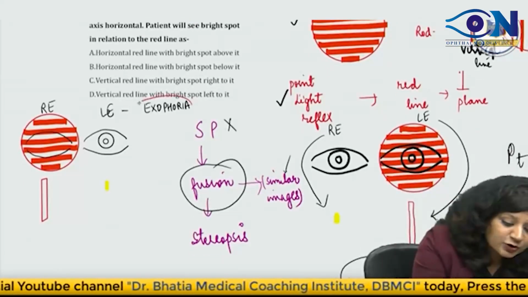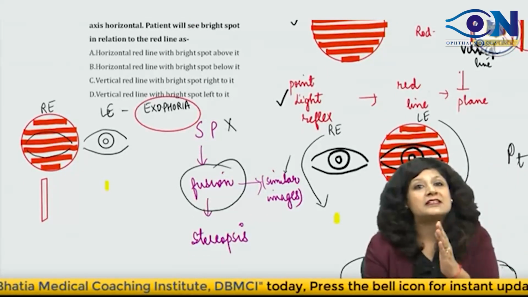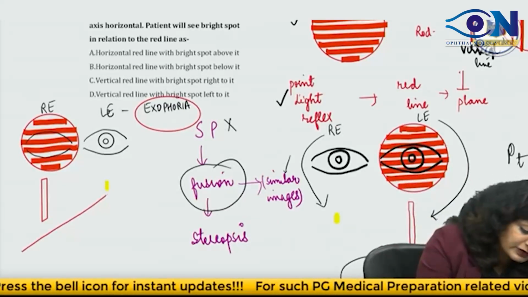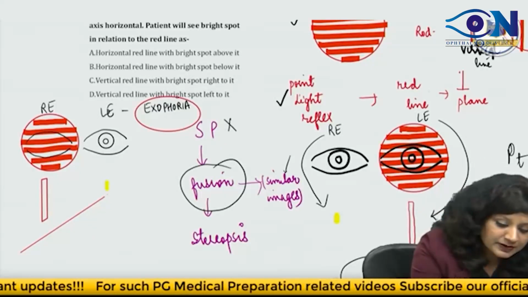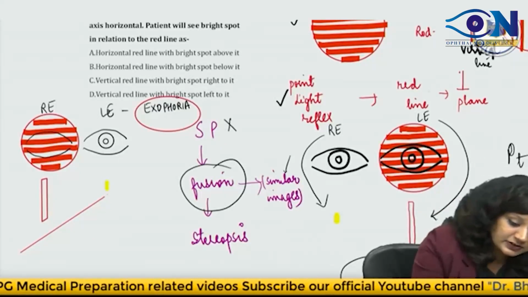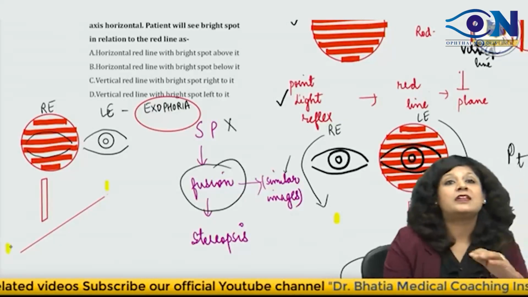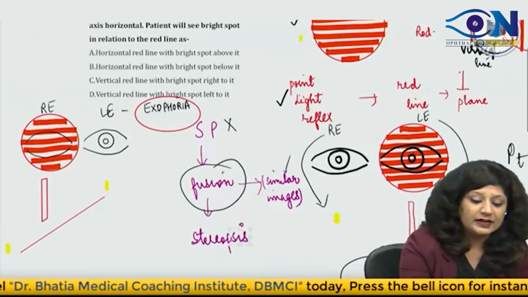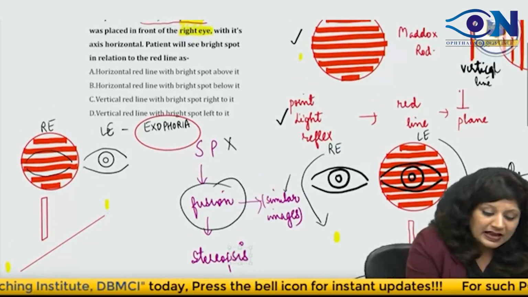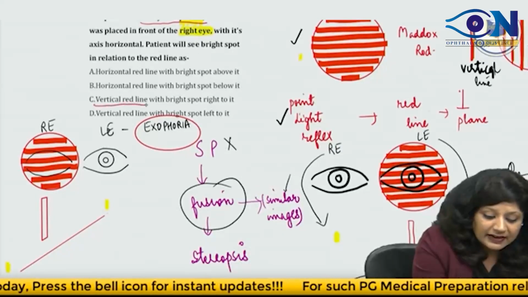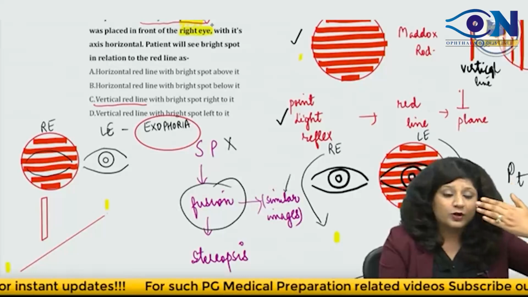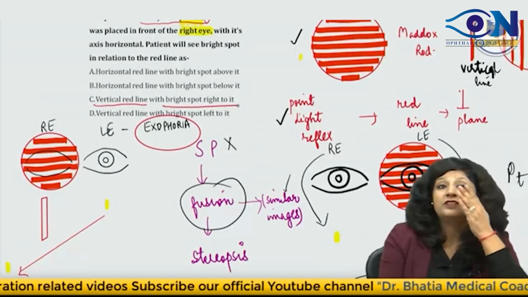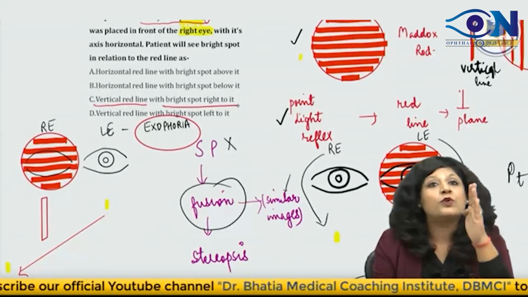But because it is exophoria, that means it is a divergent squint, this will be seen on the opposite side. So this dot will come on the opposite side, something like this. So this person will see that this dot light reflects, which will be on the right side of this vertical line. So due to this, what will become the answer? The answer will be vertical red line first of all, because we have kept the Maddox rod horizontally, then with a bright red spot which is right to it, because you are having the exophoria in the left eye.